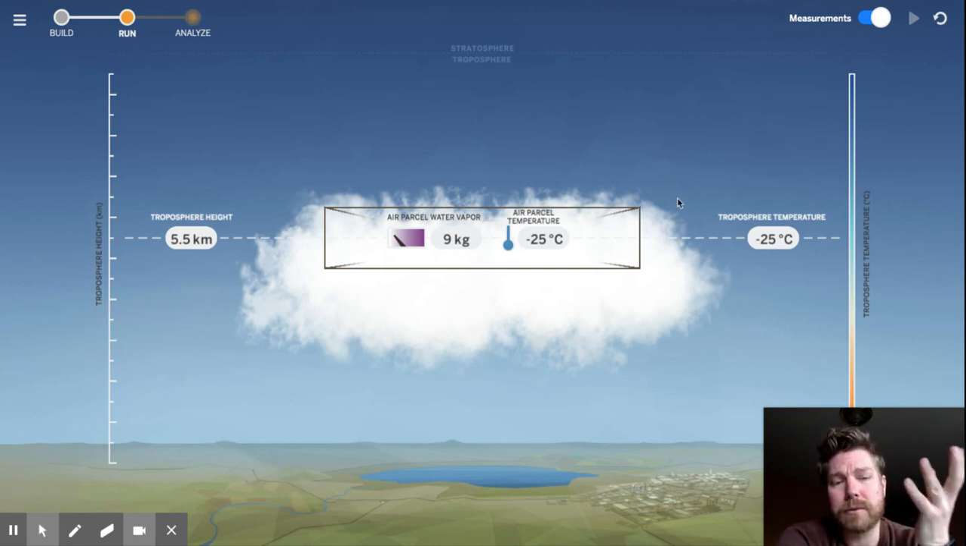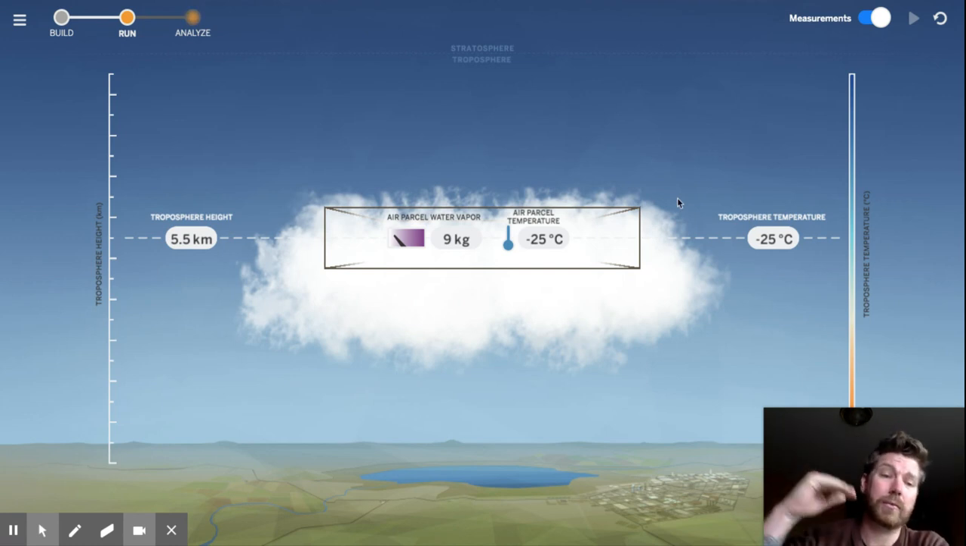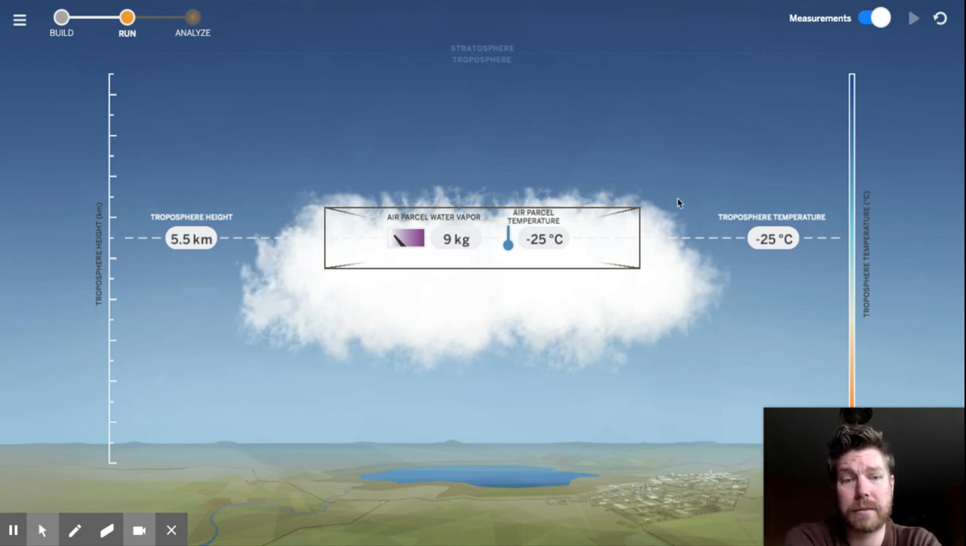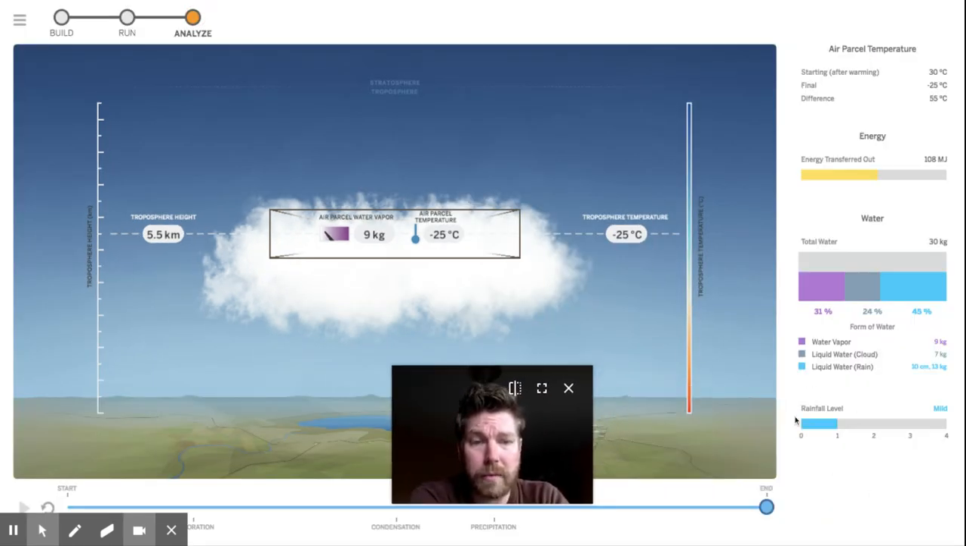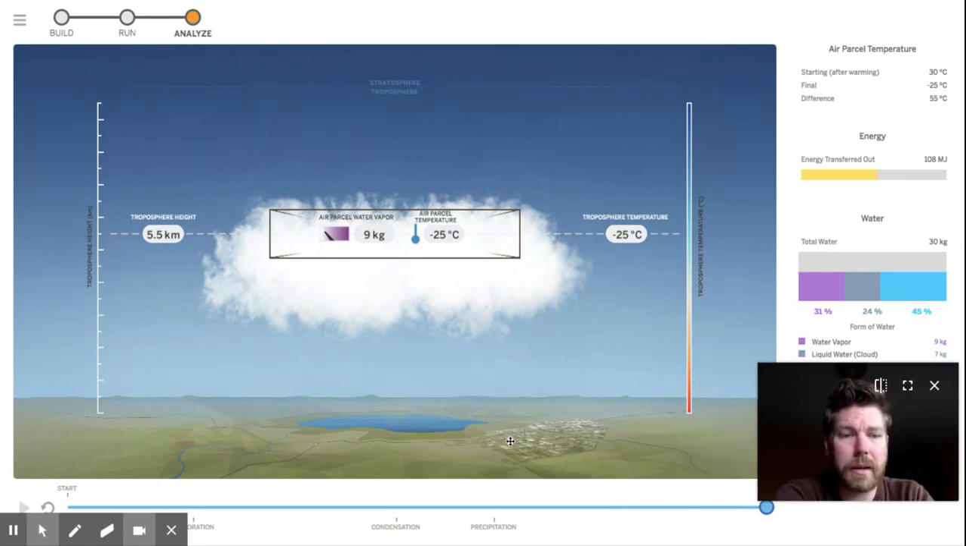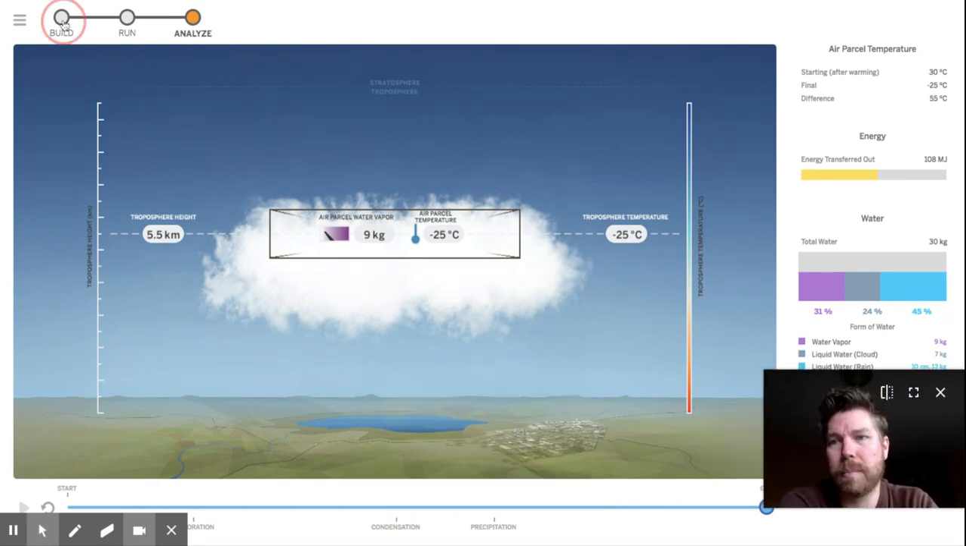And as that air parcel rises, it's losing energy because the air around it has less energy. And so what are they trying to do? They're trying to reach equilibrium. And so it continues rising until it reaches the same temperature as the surrounding air. So let's go ahead and take a look at our Analyze tab. And it looks like we have a rainfall level of 1. All right, now let's go back to our build.